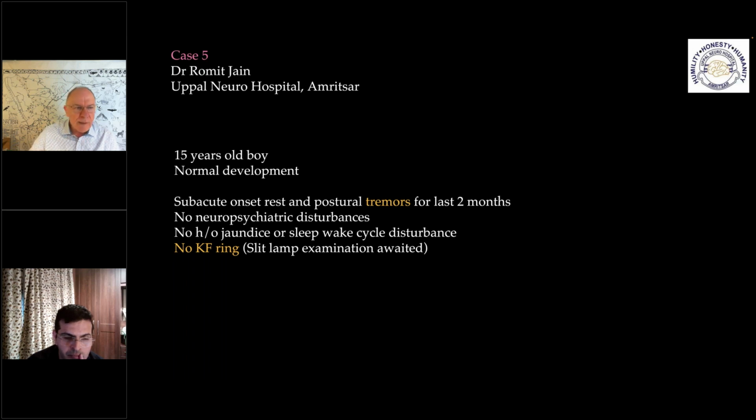Next case, Romit. Yeah, so this is a 15-year-old boy who had absolutely normal development and then presented with subacute onset rest and postural tremors for the last 2 months. No other neuropsychiatric disturbance or sleep-wake cycle disturbances, no other focal deficits. Looking at the MRI, I just wanted to know the differentials, because the patient is lost to follow-up. They didn't want to accept the diagnosis.